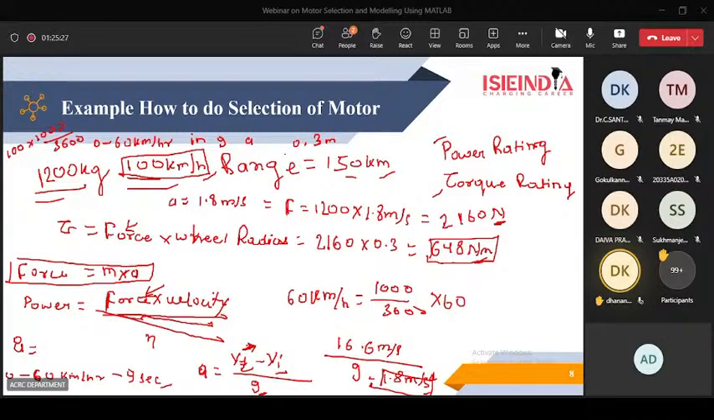Okay, so where was I? I am going here for the power calculation. I have the force here, which is 2160, and my velocity is 100 kilometer per hour. So I will convert the kilometer per hour into meter per second. By converting, how much will I get? Can anyone tell? 1000 divided by 3600.